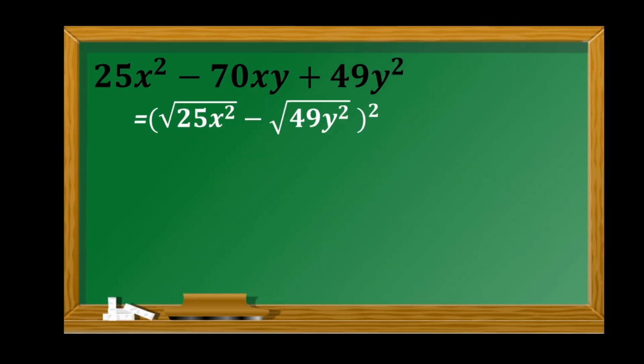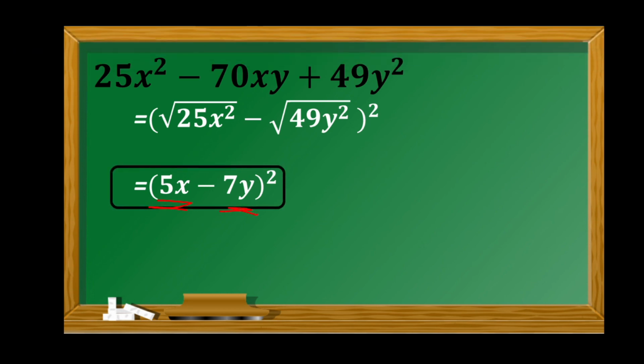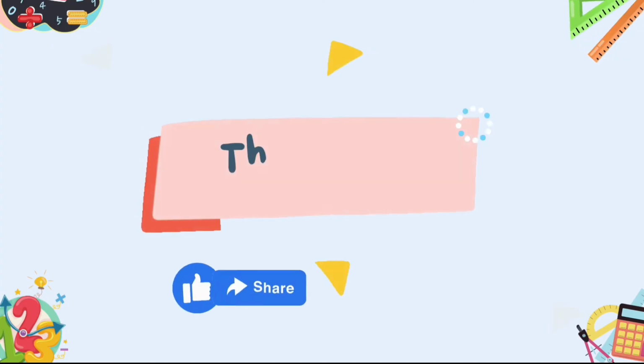So, ito equals square root of 25x squared minus, dahil yung ating middle term is minus or negative, then square root of 49y squared. Yan. So, square natin sila. Ano ang ating sagot? Ang square root ng 25x squared is 5x. And then, minus square root ng 49y squared is 7y. So, ang ating final answer is 5x minus 7y squared. Yun yung factor na yun.